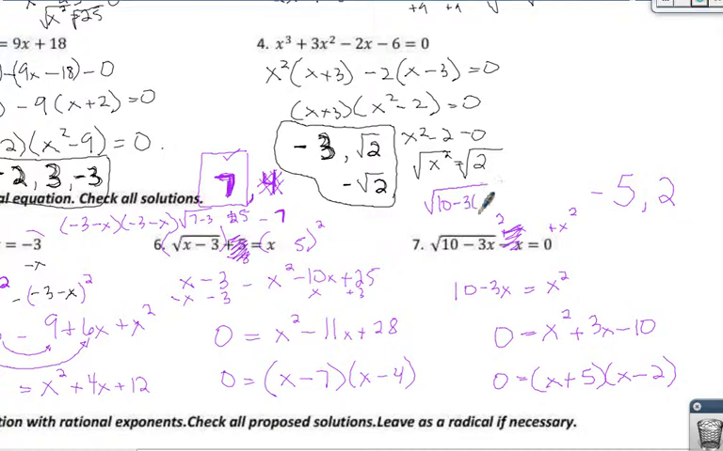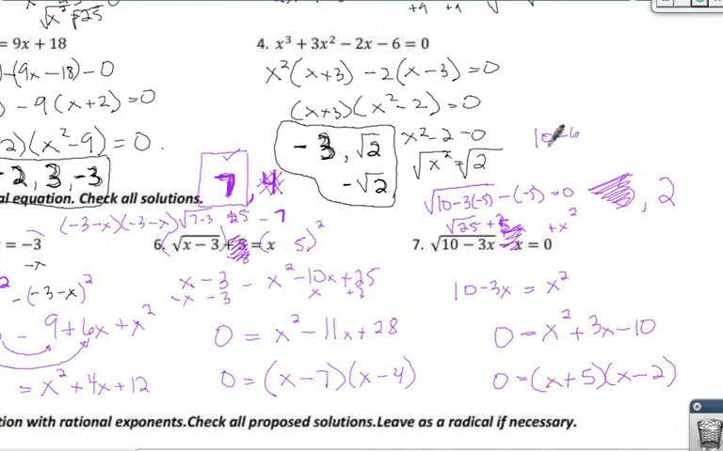So 10 minus 3 times negative 5, minus negative 5, does that equal 0 is the question. So this is a positive 15. The square root of 25 plus 5, does that equal 0? Not last time I checked. That gives you 10.